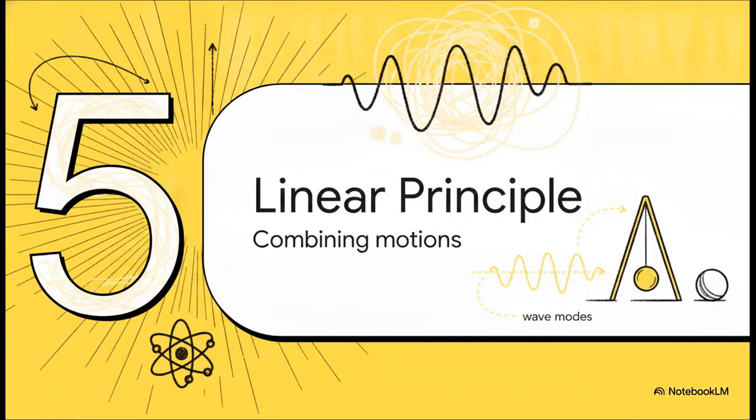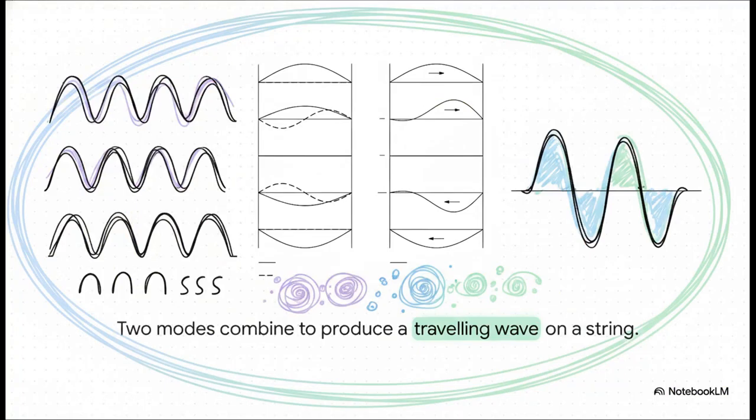Which brings us to part 5. The grand linear principle. We're going to combine these simple motions. When you actually pluck a guitar string in the real world, you aren't just triggering one perfect, simple mode. You're actually triggering a whole bunch of them at once.